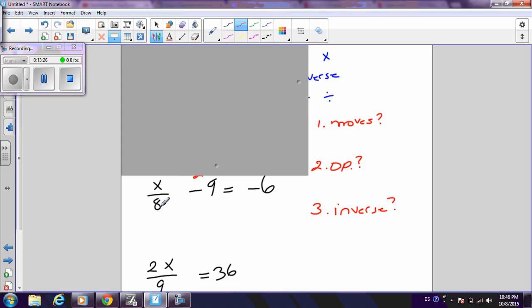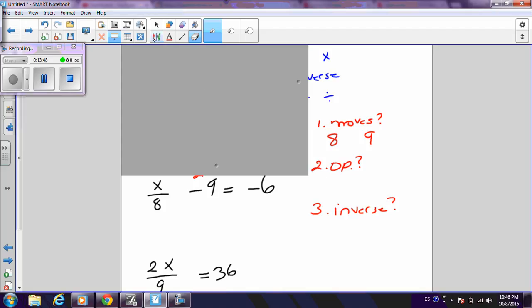Alright, so here we go. We ask the question again. Who moves in this problem? Well, we have an 8 that needs to move to the other side. And we have a 9 that needs to move to the other side. What's the opposite of division? Good, multiplication. What's the opposite of subtraction? Oh, that's a good one. I skipped a step, didn't I?